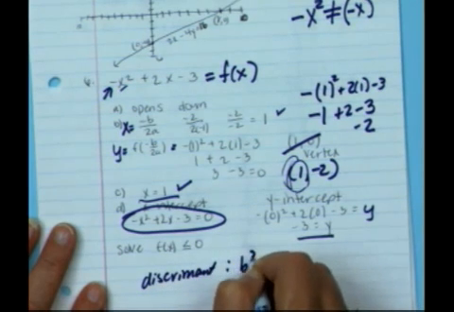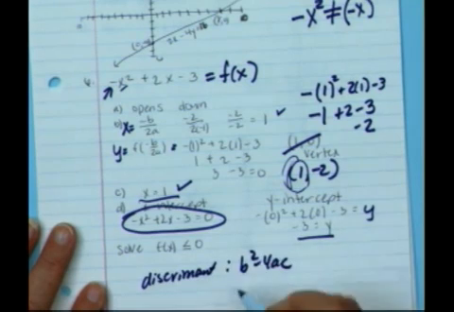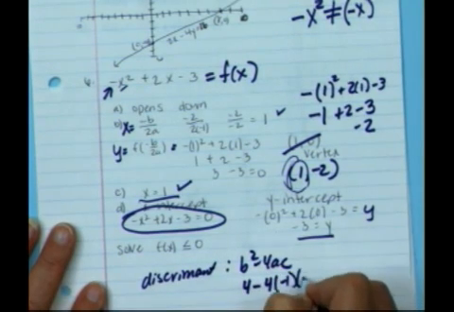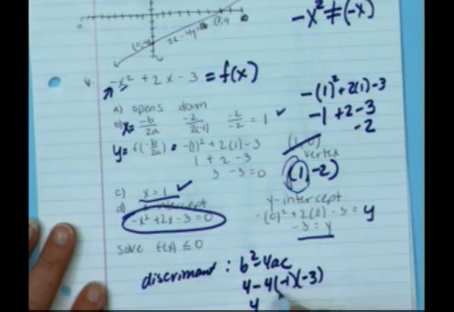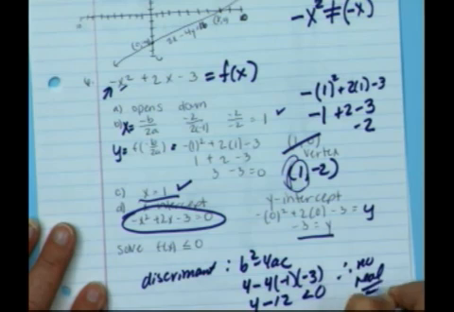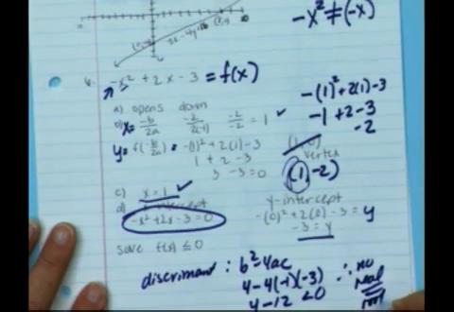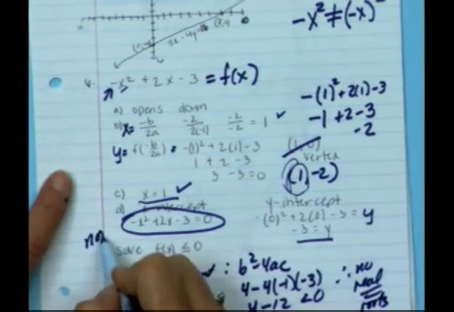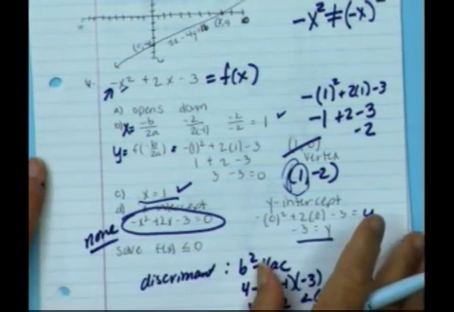Which is b squared minus 4ac, and b squared is 4, a is negative 1, c is negative 3, so you get 4 minus 12, less than 0. And so, therefore, no real roots. Okay, you're right. So there are no x-intercepts, none. Everybody good on that? Questions?